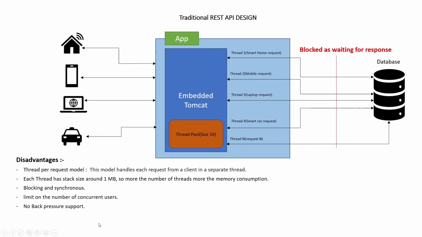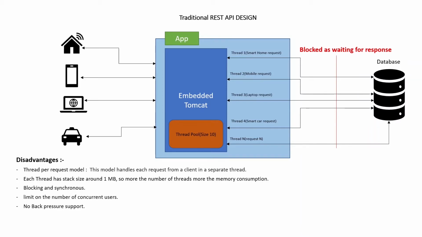And no back pressure support. So back pressure we'll look at in detail when we do the coding and when we see our reactive programming part. Okay, so for now just understand that in back pressure, what happens is if the producer is producing messages very rapidly and the consumer is not able to consume those messages at the same speed, the consumer can tell the publisher or the producer that I can just consume 5 messages at a time. Okay, so that is back pressure.